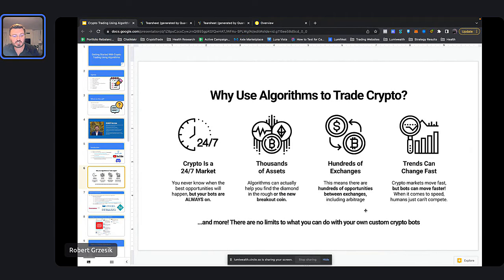There's also hundreds of exchanges, right? And I don't know if you guys are aware, but there's price differences between all of them. There's different coins on all of them, right? And being able to take advantage of those price differences is going to be really hard as a human being. But with the robot, it's something you could take advantage of. You could use something called arbitrage to actually make money doing some of these things, right?